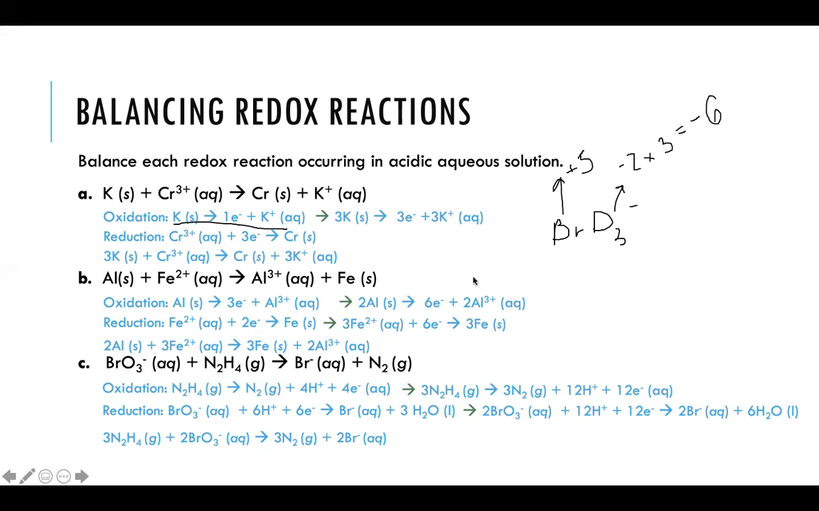So in BrO3, the Br has a charge of +5, but on the other side it has a charge of -1. So Br is definitely being reduced, going from +5 to -1.